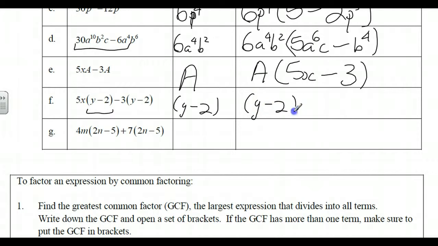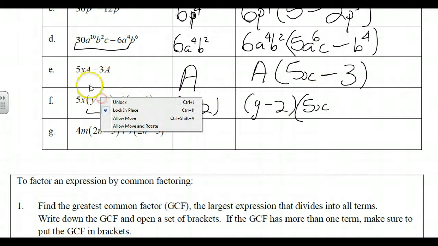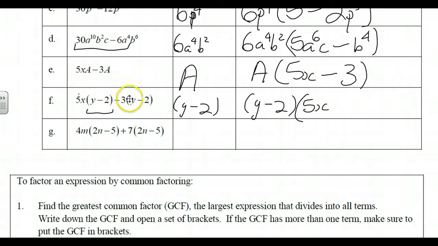So we write out y minus 2. How do we get 5x times y minus 2? We put a 5x. Okay, that takes care of this first term. How do we get minus 3 times y minus 2? We put down a minus 3. So you multiply y minus 2 by 5x, minus, what are you doing? That's a 3. I know you knew. Just checking. And then minus 3 times y minus 2.